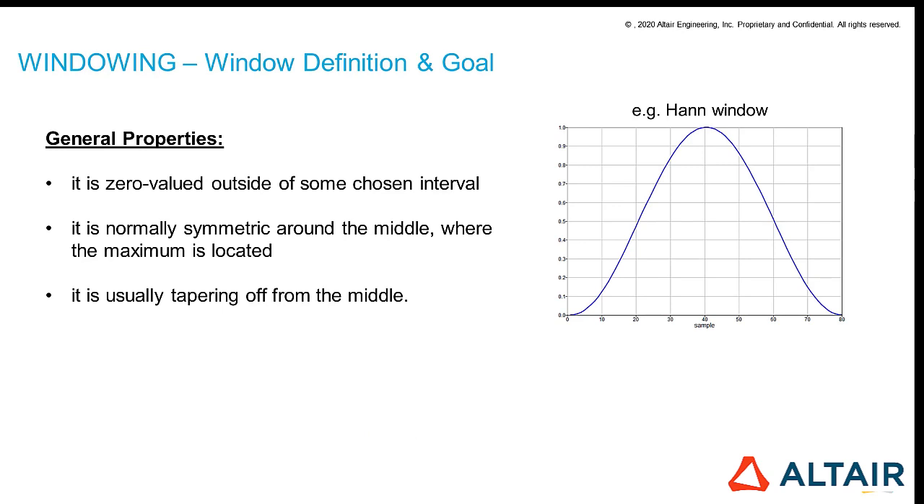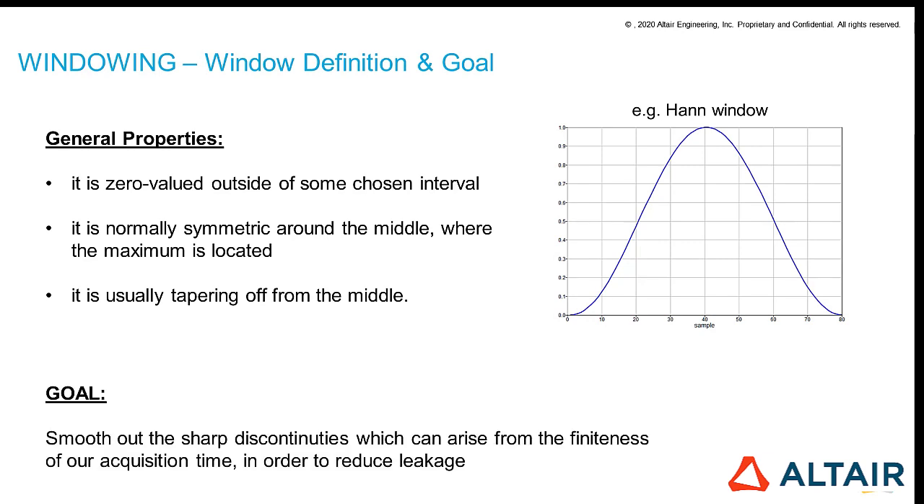A window function is a function which has the following general properties. It is zero valued outside of some chosen interval, which is the acquisition time. It is symmetric around the middle, where the maximum is located. And it is usually tapering off from the middle.